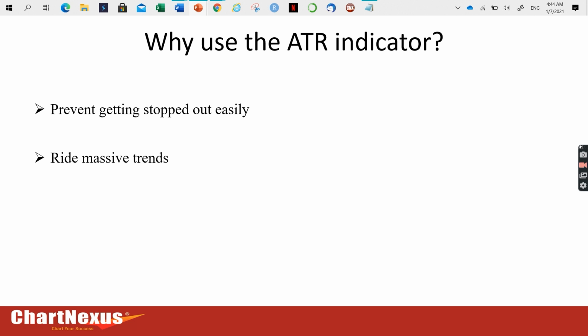Right? So that's just basically how most people use this indicator for their trading. Now, another way that the ATR is very useful is that it can help you ride massive trends very safely.